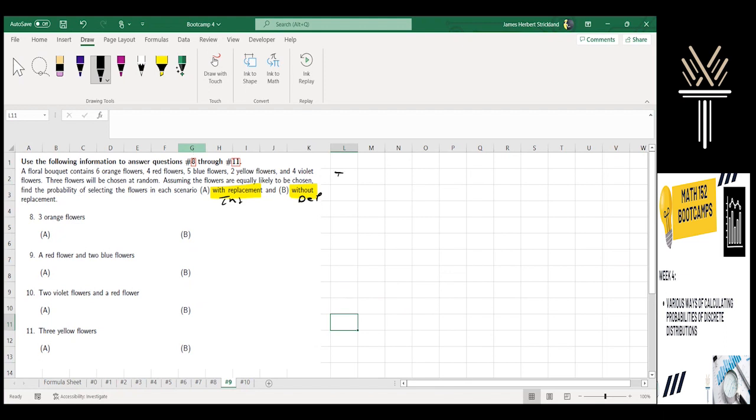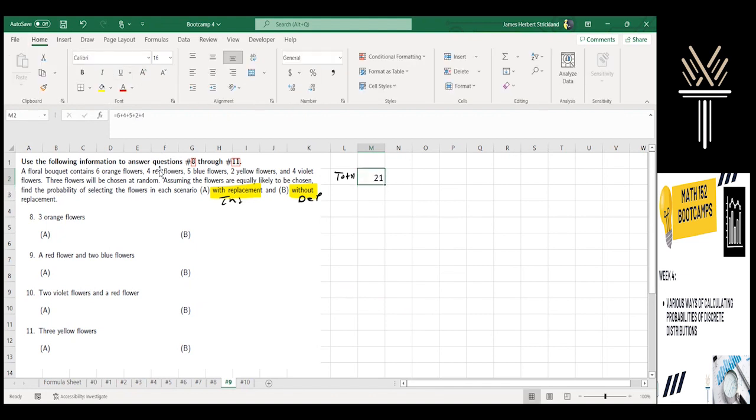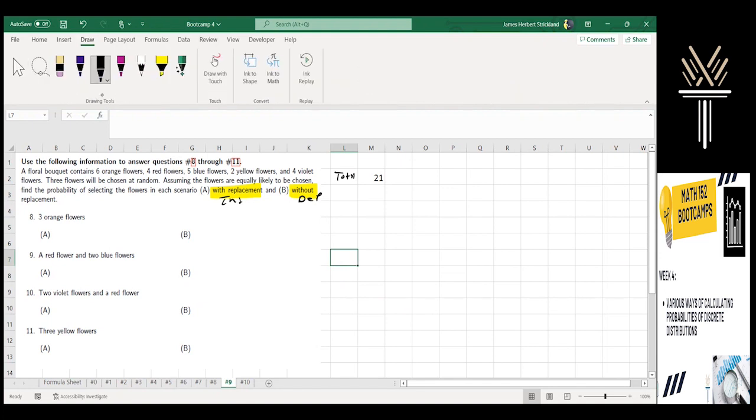And now let's first find our total count. So we can see that we have 6 orange, 4 red, 5 blue, 2 yellow, 4 violet. So 21 total flowers. Just added up the colors given. And we want to find multiple probabilities because we're finding multiple flowers. So we're going to multiply. So 3 orange flowers with replacement. So there's 6 out of 21, but you're replacing it. So you're going to put the flower back and grab again. So 6 out of 21, 6 out of 21. It never changes when you do replacement because they're independent.